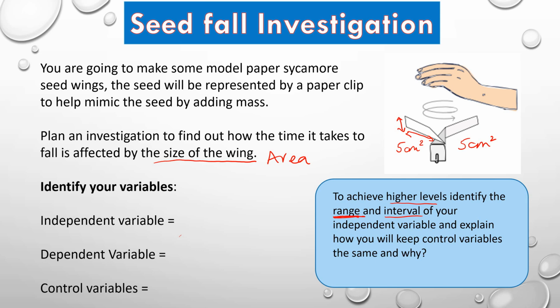So as it falls, it should spin. You measure the time it takes from the time you drop it to the time it hits the floor, and you will record that. It will be in seconds. So we'll need to design a table later on next lesson to collect our data.